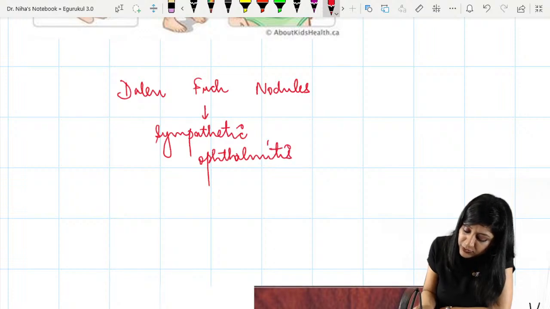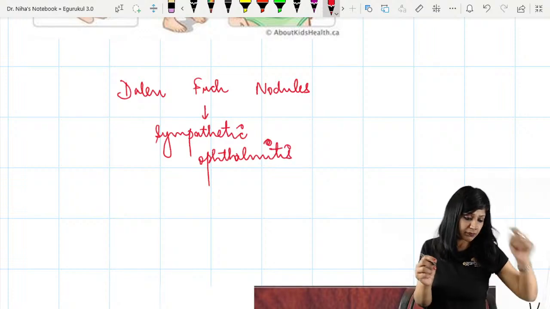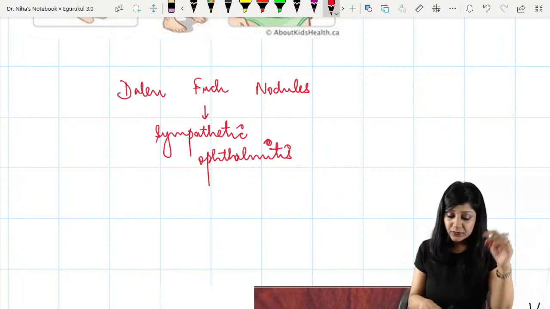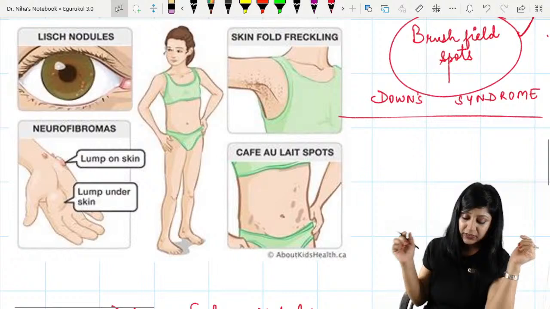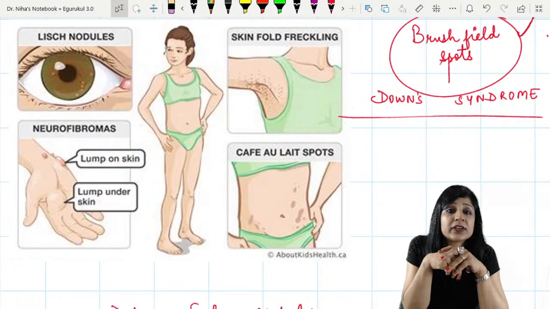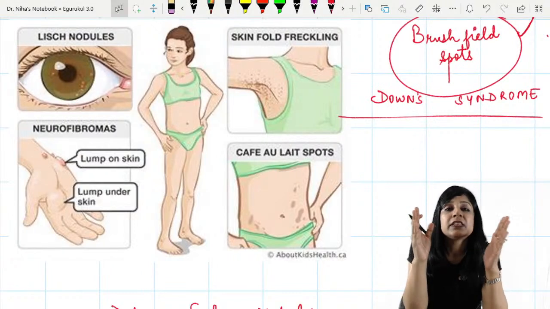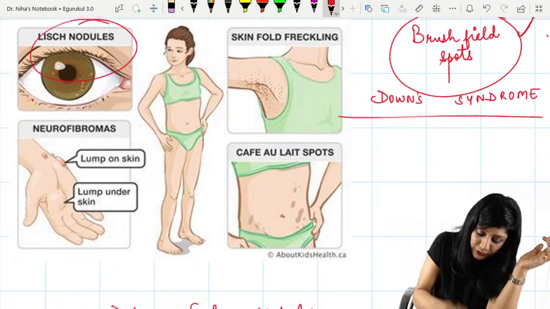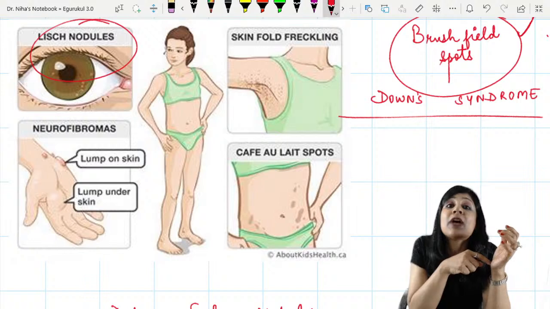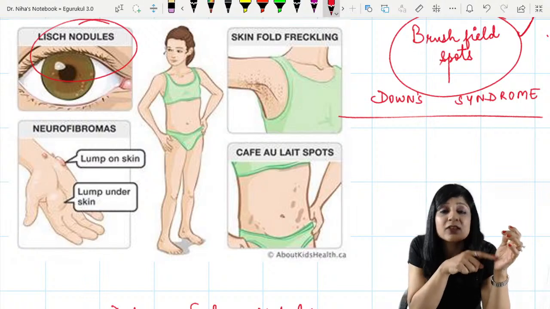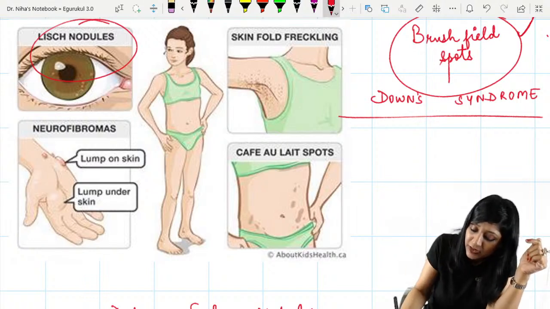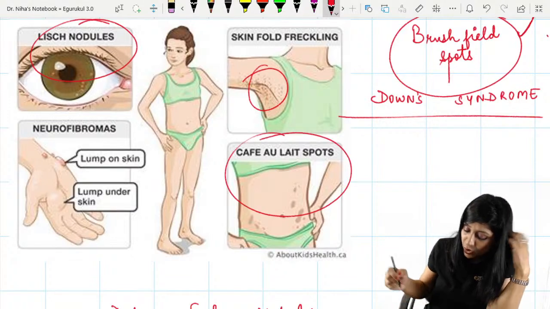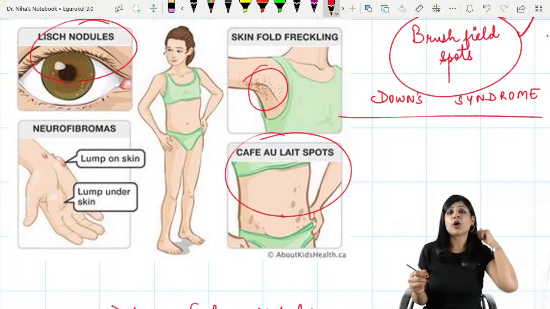Delin Fuke nodules are found in cases of sympathetic ophthalmitis. Yes, right. So if you see, this is again a pictorial diagram where you can get the different aspects of neurofibromatosis. You have got the Lisch nodules also. You have got the neurofibromas which are present under the skin all over the body. You can have axillary freckling, and you have these cafe au lait spots also, brown spots which are present.